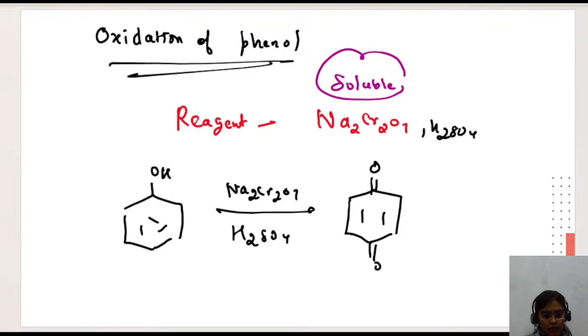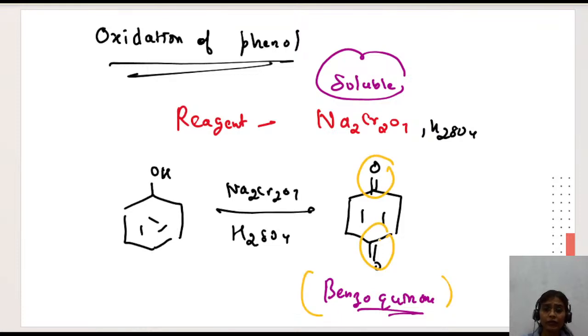What is the name of this compound? It's benzoquinone. Sometimes the name is also important because it's a different name: benzoquinone, with double bonds combined with two oxygens. Okay, so that's all for the oxidation part.